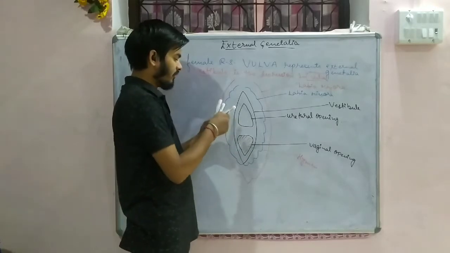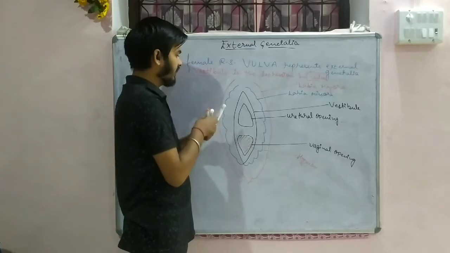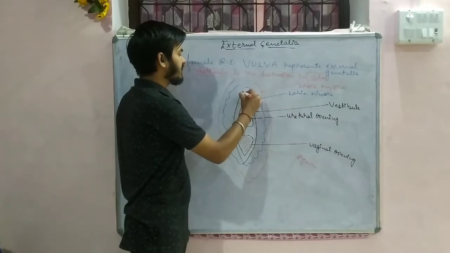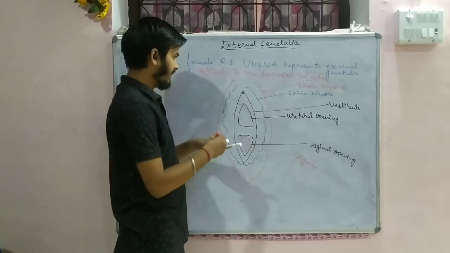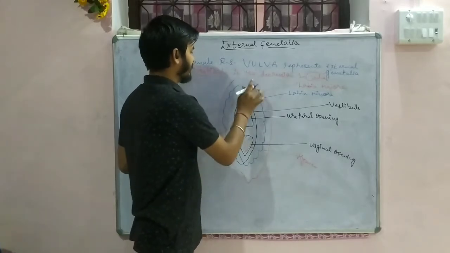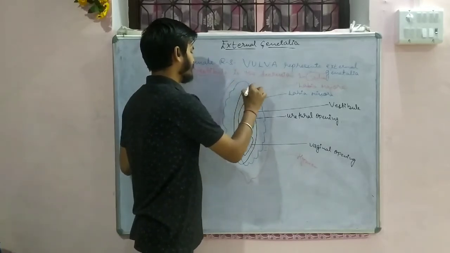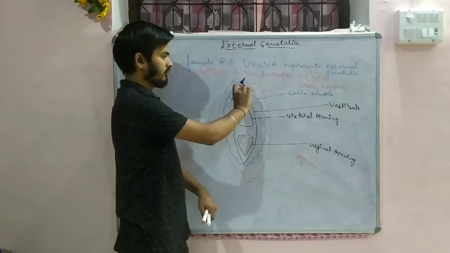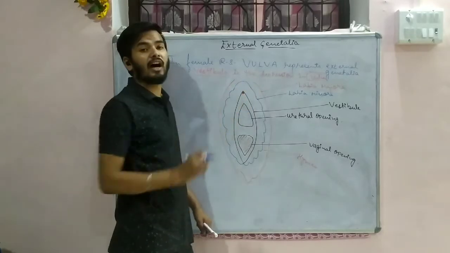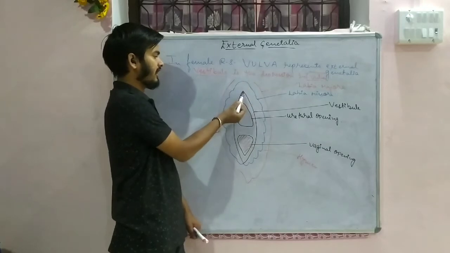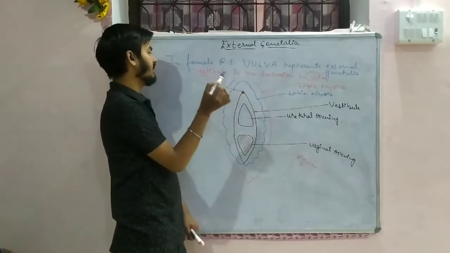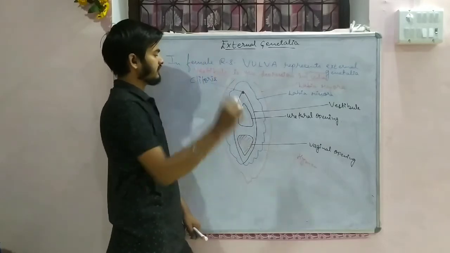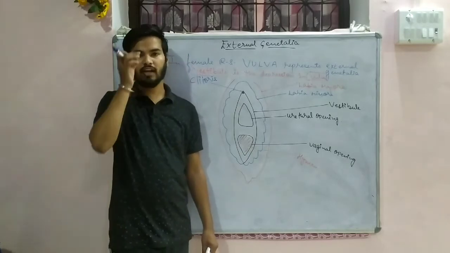Now at the tip of the vestibule, there is a small structure like this. It is present at the tip of the vestibule, and it is covered with labia minora like this. At the tip of the vestibule there is a highly erectile connective tissue, and the name of this highly erectile connective tissue is clitoris.